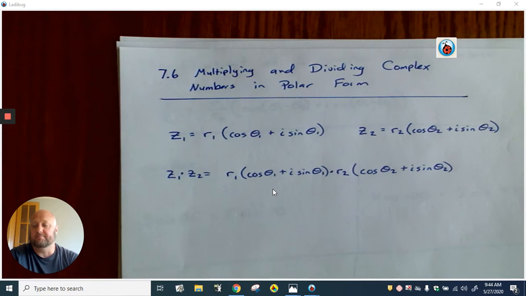Today we're trying to finish up the year with section 7.6. What this is, is multiplying and dividing complex numbers in polar form. We've talked about imaginary numbers in rectangular form. We've talked about imaginary numbers in polar form. We've talked about converting them back and forth. We've talked about multiplying and dividing rectangular numbers. And now we're going to talk about multiplying and dividing in polar form.